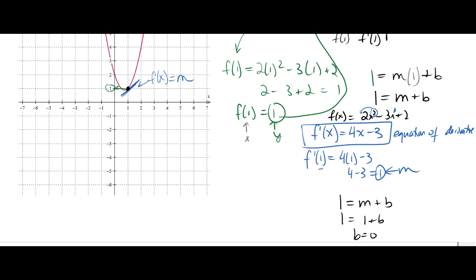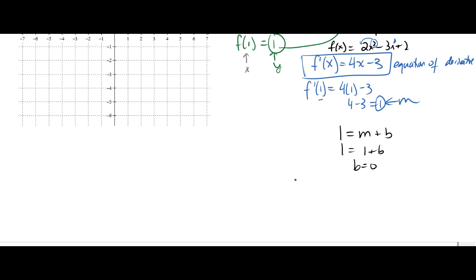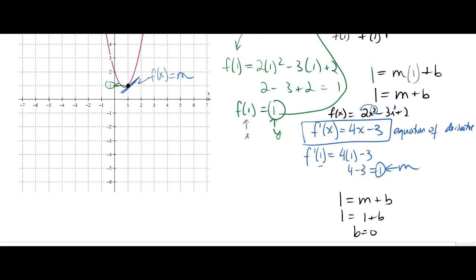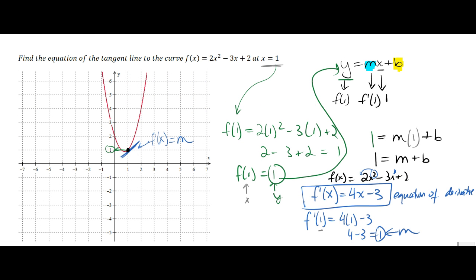So remembering that our m is 1 and our b is 0, it looks like we got y is equal to 1 times x plus 0, or just y equals x. So the equation of the line tangent to the curve at that point is y equals x. Again, to recap, we found the y value by taking the x value that we know, substituting it into here, and finding the y.